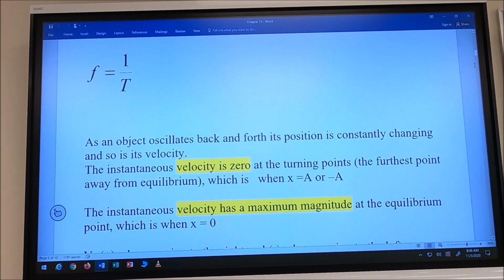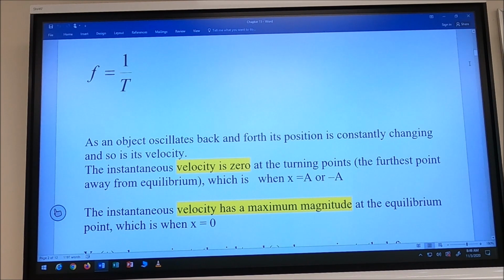And cycle, like radians, is a made-up unit, okay? It's not a true unit. It's just there to kind of advise us what we're looking at, but it's not a physical unit. As an object oscillates back and forth, its position is constantly changing. So its velocity is constantly changing. That means its speed's changing and or its position is changing.